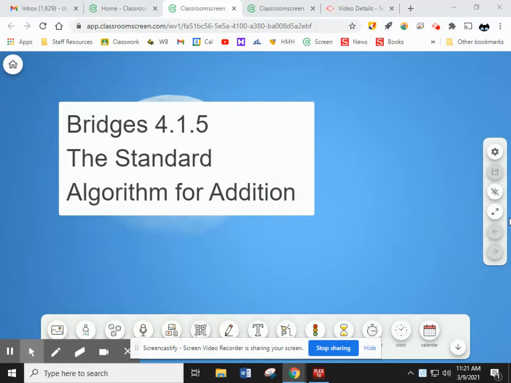Today in Bridges, in the regular math portion, we are working on the standard algorithm for addition. What that means is that you're doing it like your parents. It is the shortcut model, and most of you already know how to do this. We're going to do a review, and we're going to do some workbook things, and this is probably going to be a short video because of that. So let's get started.